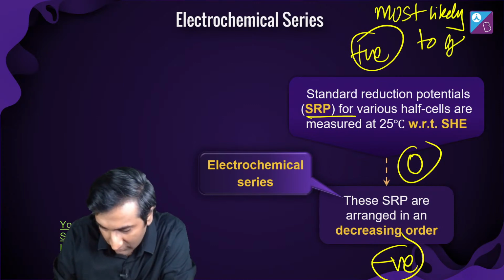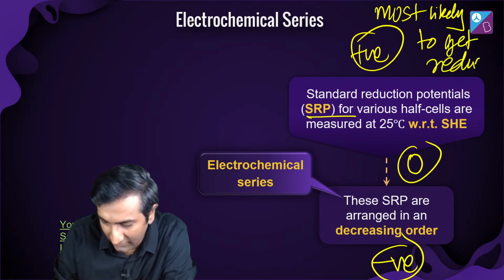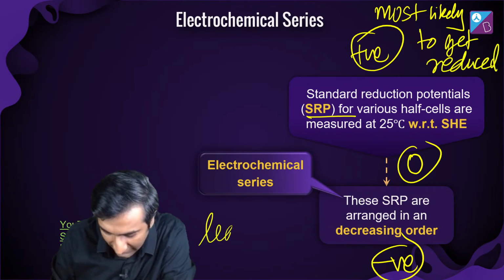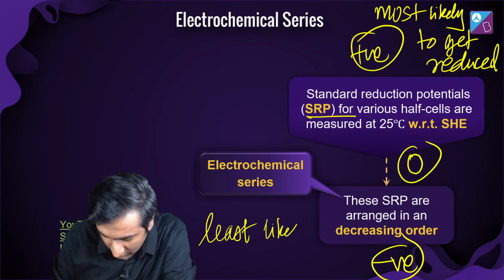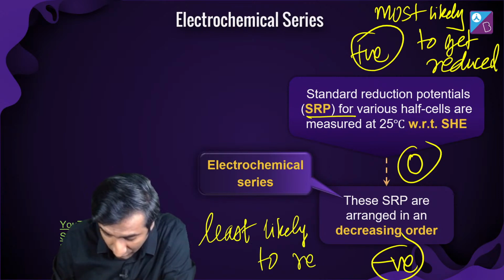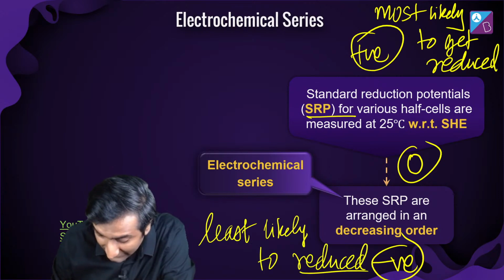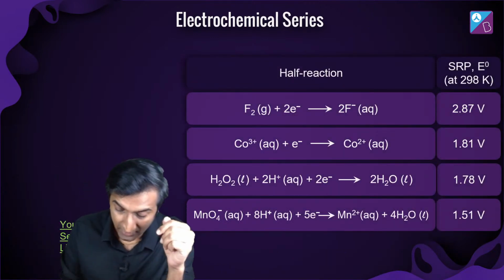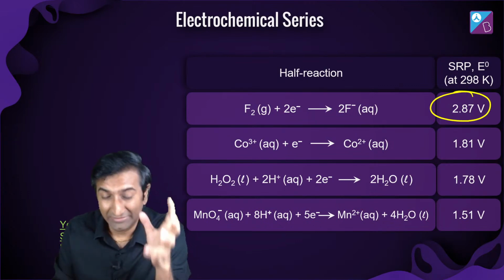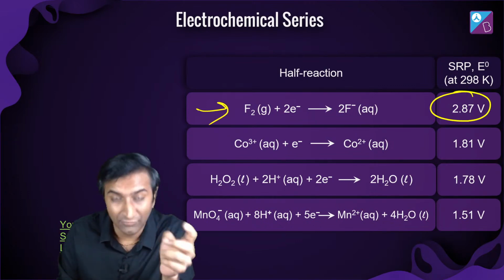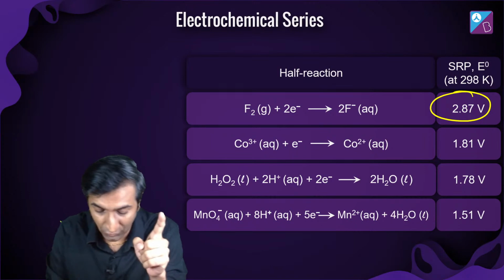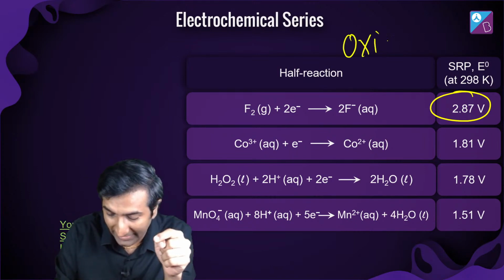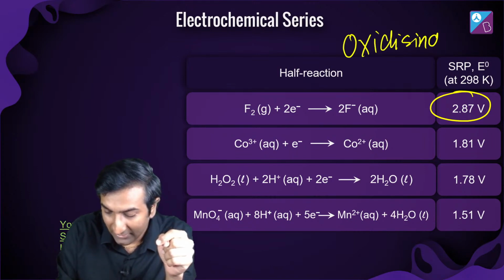To get reduced. And this is least likely to get reduced. Okay. I keep writing this again and again because this theory is what is tested in JEE Main. I'm not even kidding. I'll tell you the kind of questions that come in JEE Main very quickly. So here are the values. This guy here, this really likes being reduced. If it really likes being reduced, it is a good oxidizing agent.